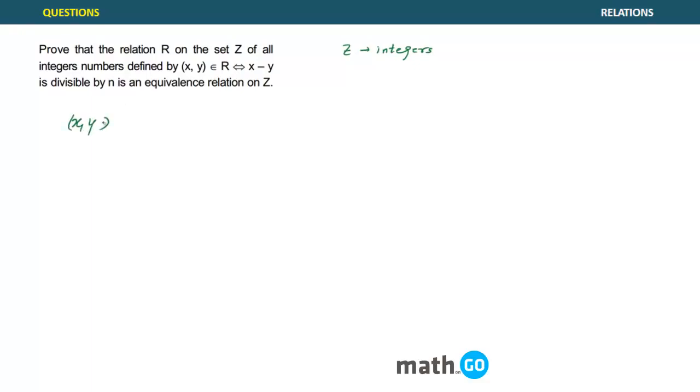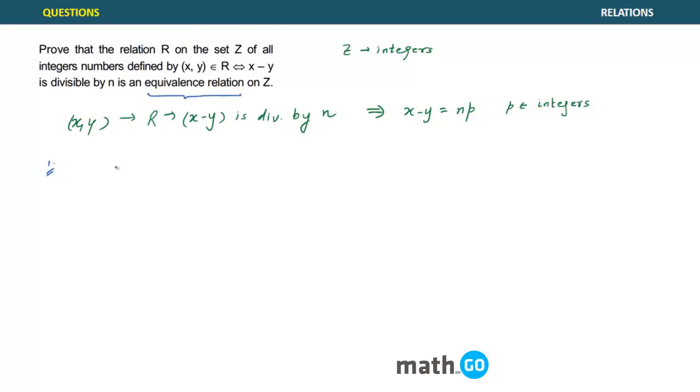So the relation is defined over x and y such that R is a relation where x minus y is divisible by n, right? Or in fact, if I write this in terms of maths, I can say x minus y is equal to np, where p is also an integer. This is what you can tell very easily by the mathematical definition. Now we want to find whether it's an equivalence relation or not.